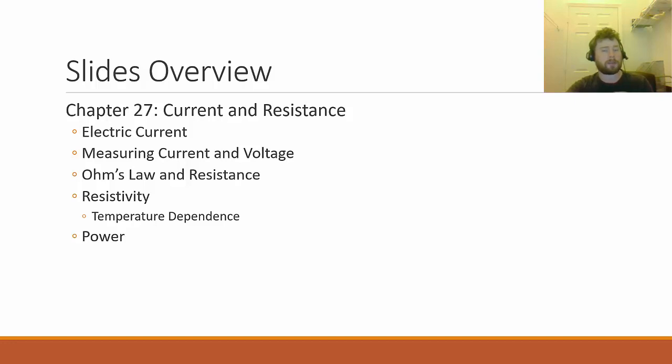Now, some of these properties change with temperature, so we're going to look at how resistivity changes with temperature, and we're going to consider the concept of electrical power, which is another way of saying how many joules of electrical potential energy you are dumping into a resistor per second.